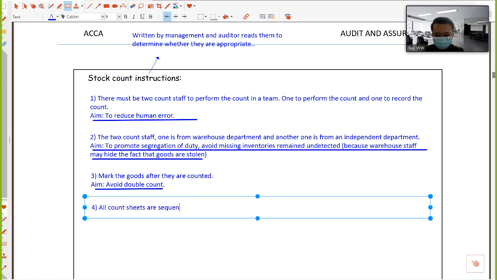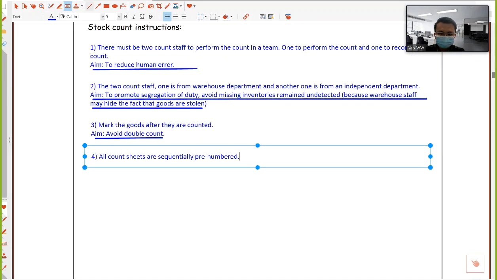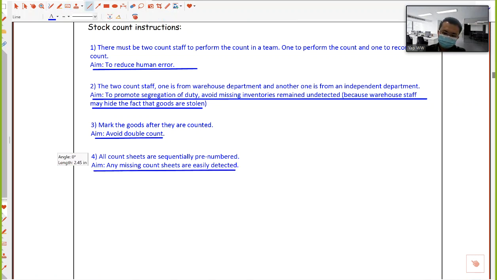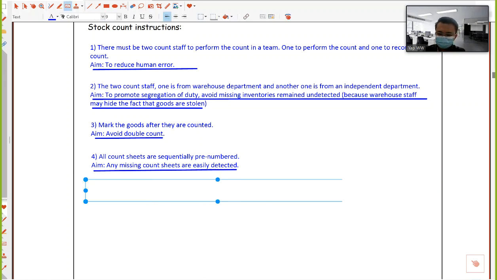Number 4, all count sheets are sequentially pre-numbered, because any missing count sheets are easily detected. So if they are not sequentially numbered and the count sheets go missing, they also won't realize. So it will understate the inventory quantity.